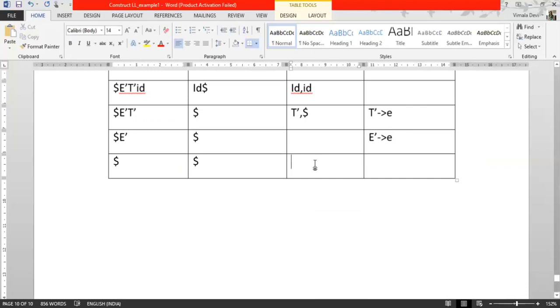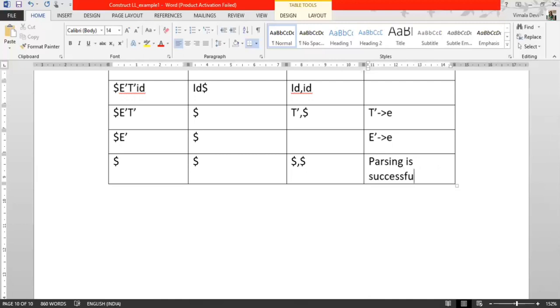If the top of the stack is dollar and the input buffer also contains dollar, it means what? The parser has completely read the string. In this case, we can say parsing is very much successful. This is the way the string is to be parsed. You can try parsing the strings with some more examples also. I hope you would have understood this.